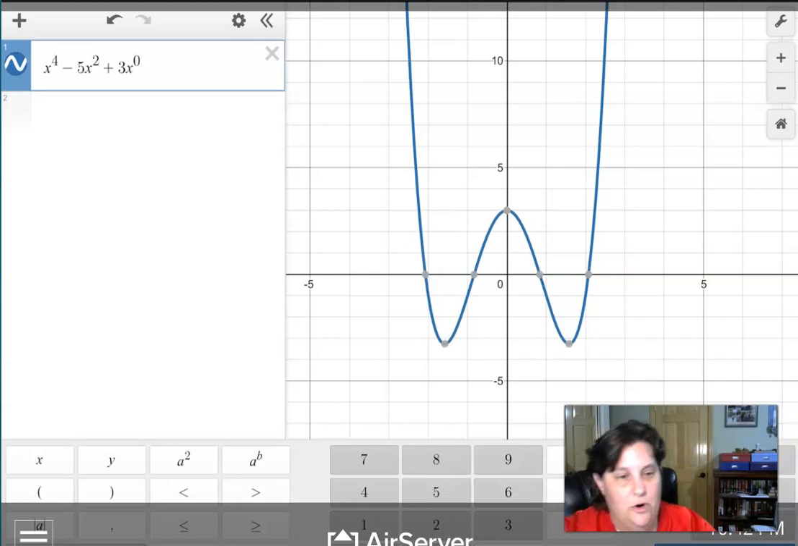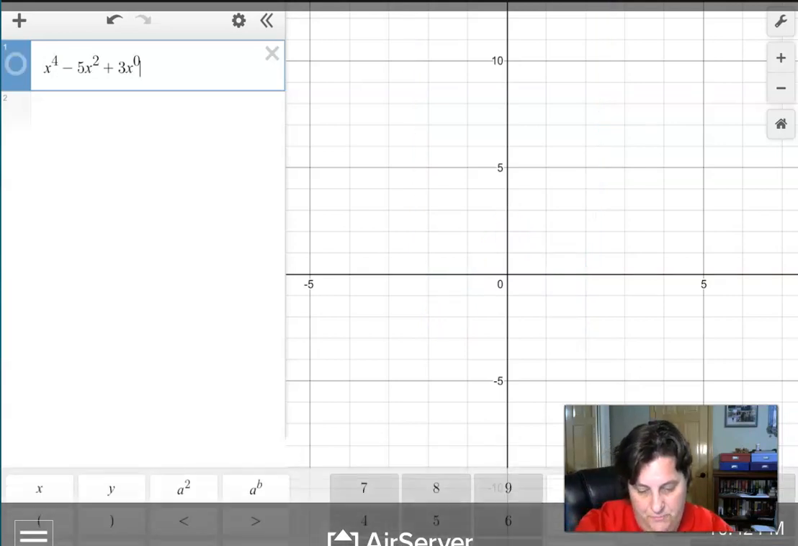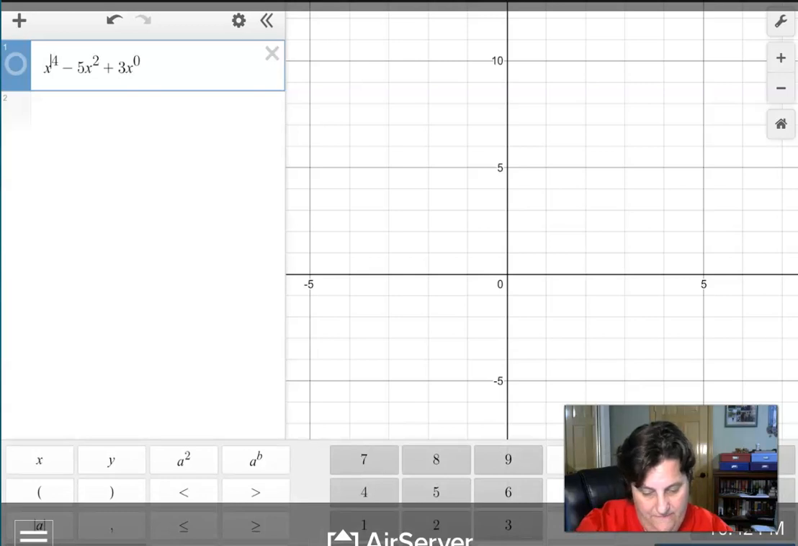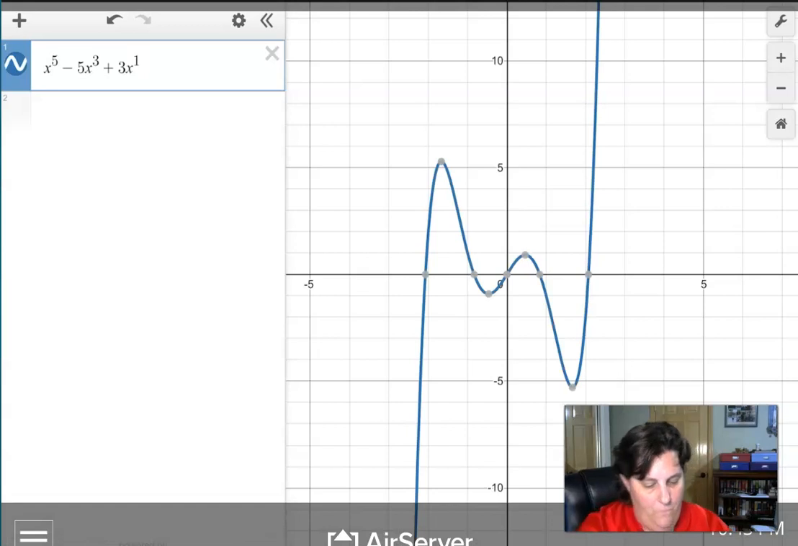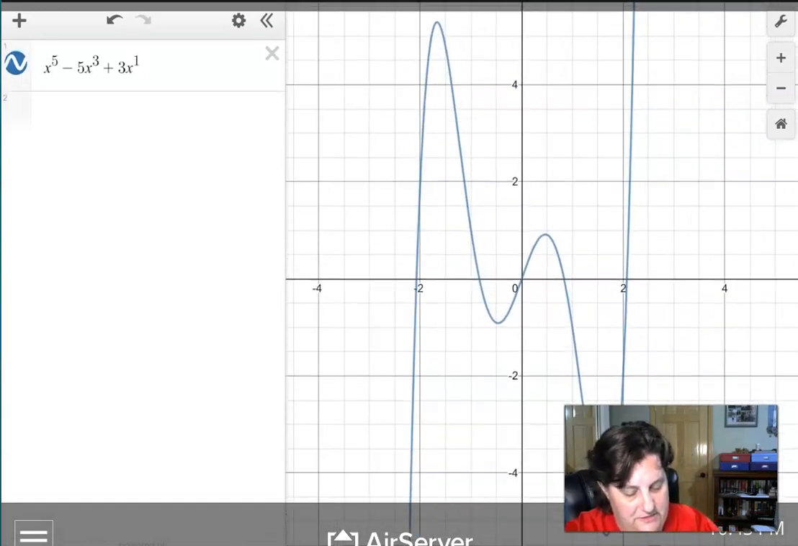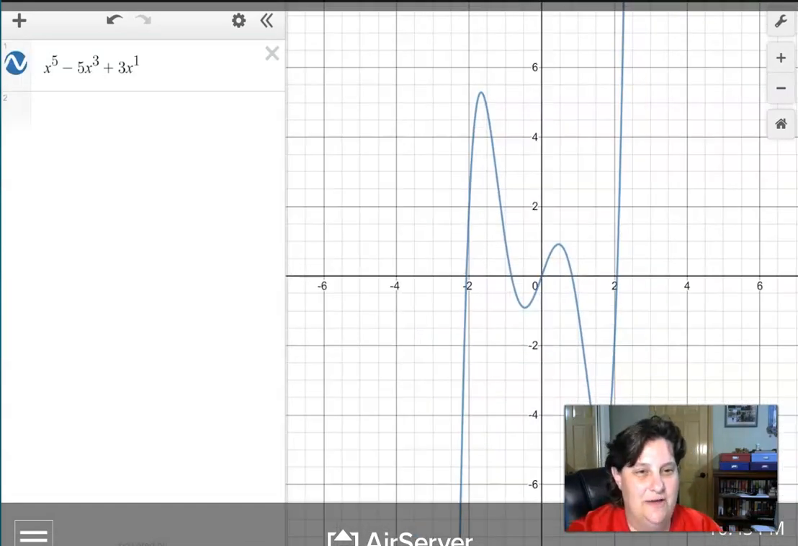And instead of 4, 2, 0, let's put some odd exponents in there. Okay? Instead of 4, 2, 0, let's put, hang on here, 5, 3, and 1. Woohoo! Check it out. That's a very cool graph. That is a graph that has origin symmetry.